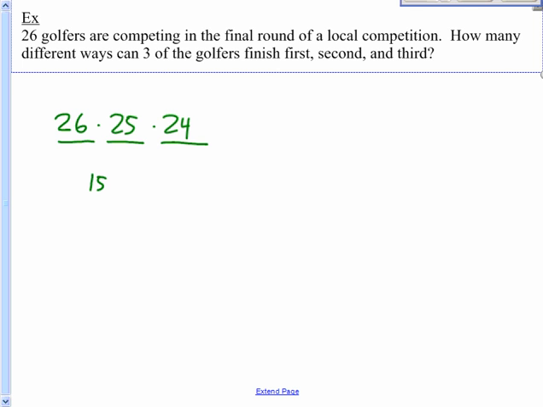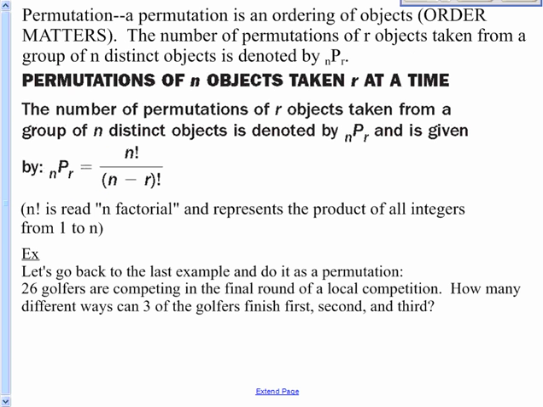15,600, and this is an example where order matters, right? First, second, and third. Order matters here. First, second, and third is different from, let's say, well, let's move on to the next one here. We'll talk about that. The permutation.